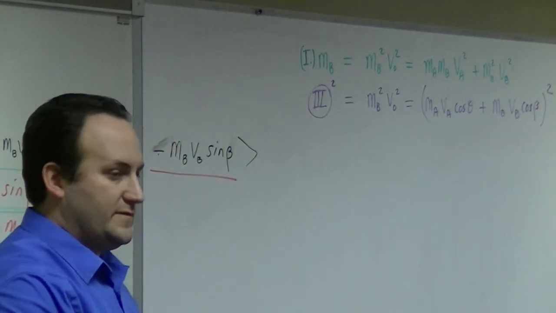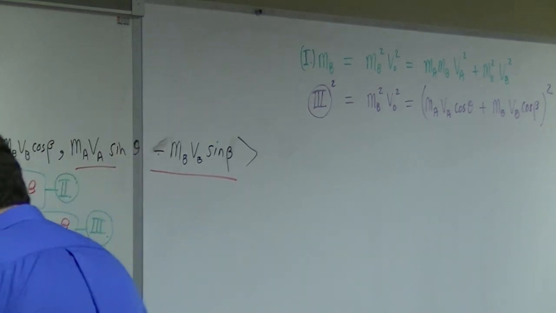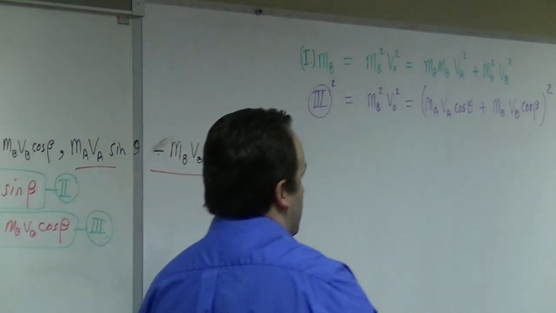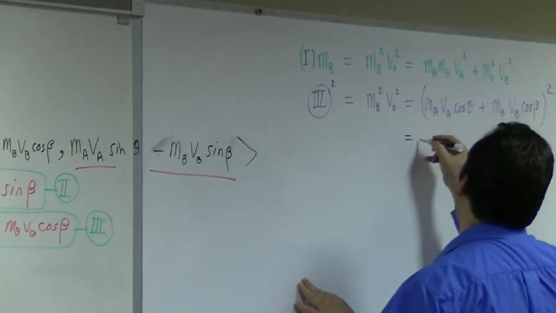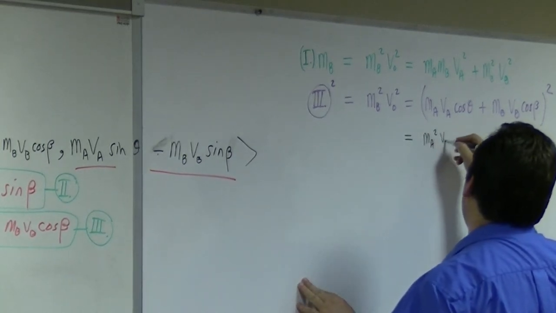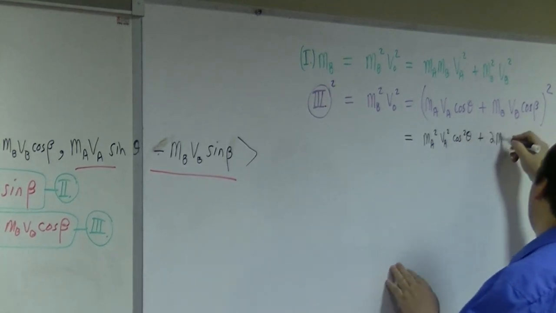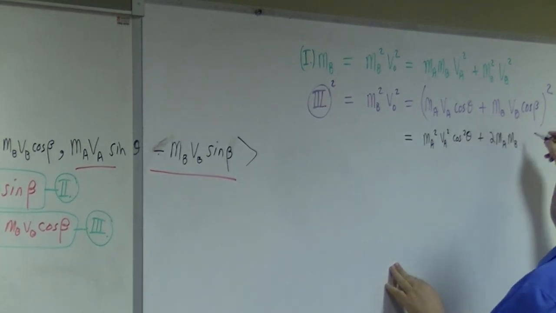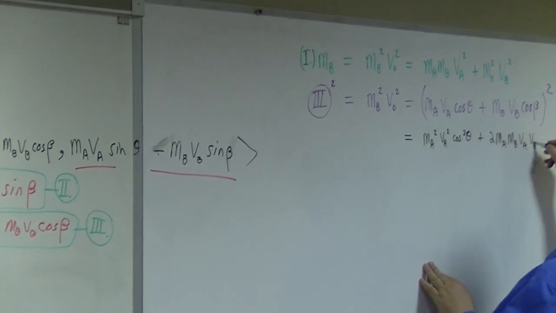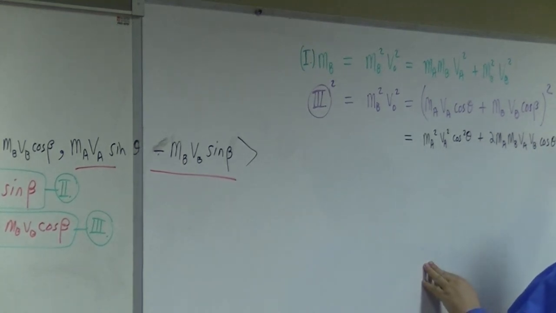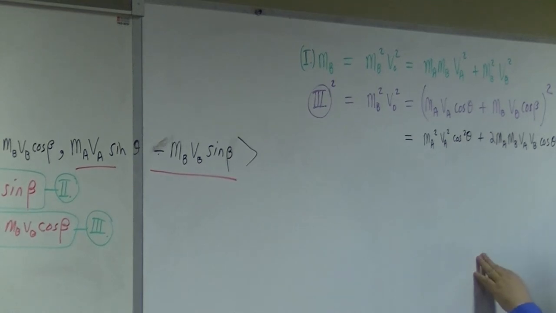But you can FOIL out this cosine term, right? Like, multiply it out, what do you get? An MA squared VA squared cosine squared theta, plus 2 MA MB VA VB cosine theta cosine beta, plus MB squared VB squared cosine squared beta. Right?